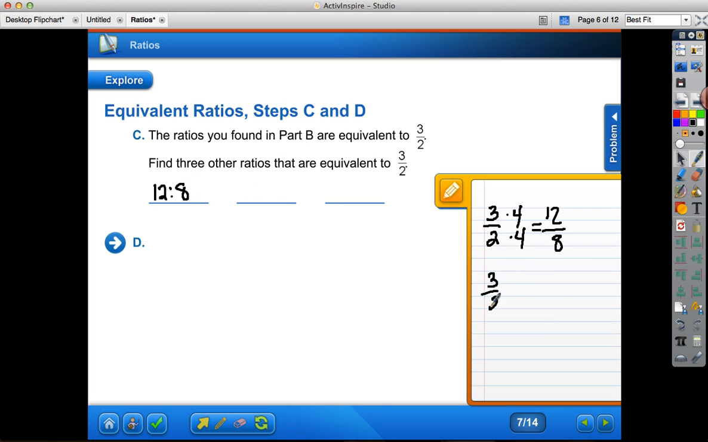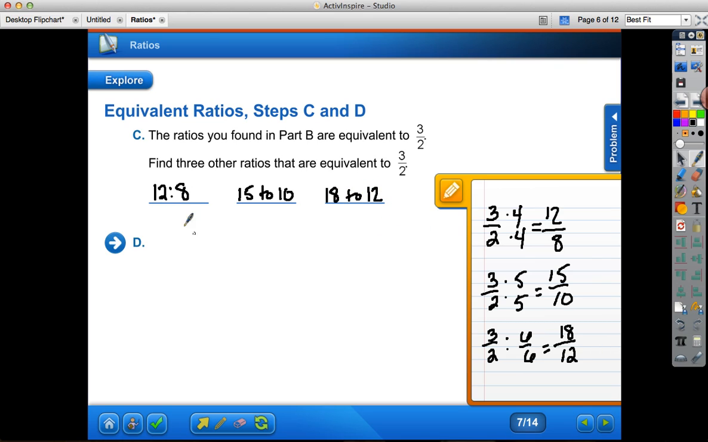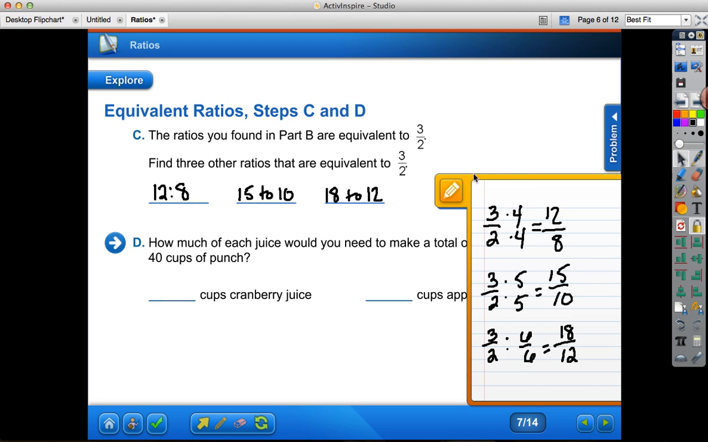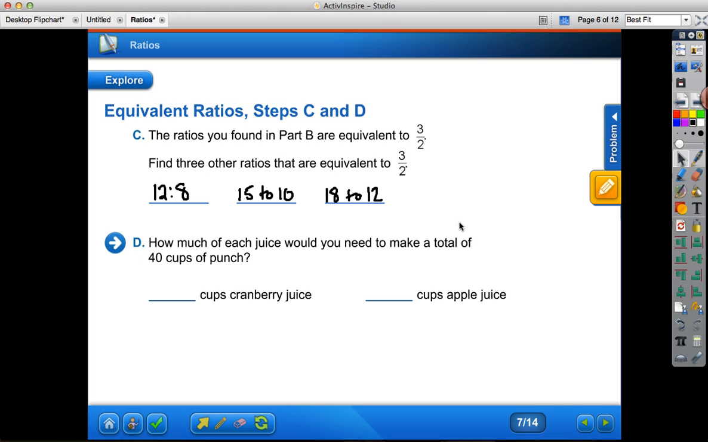If I multiply it by 5, I get 15 to 10. And if I multiply it by 6 over 6, I get 18 to 12. Okay, again, I wrote them in different ways, but they're still the same thing. They're still equivalent ratios.